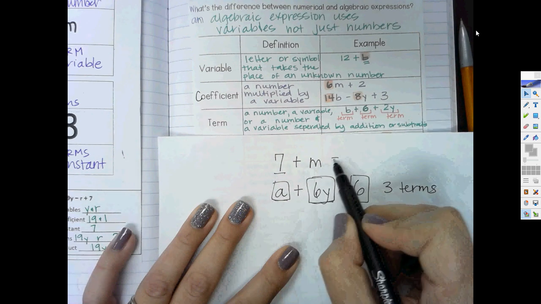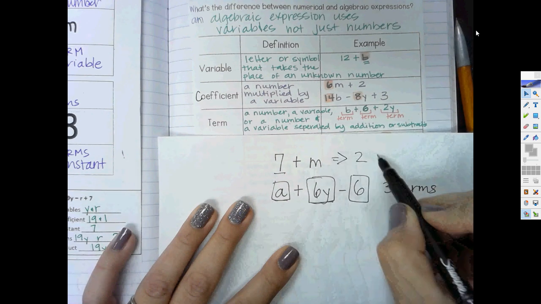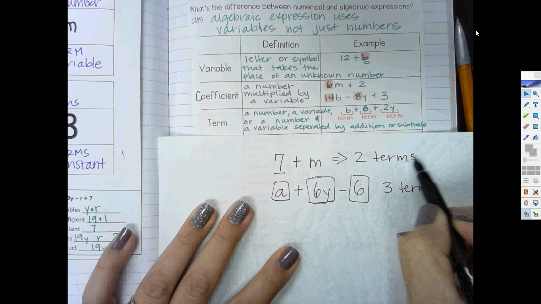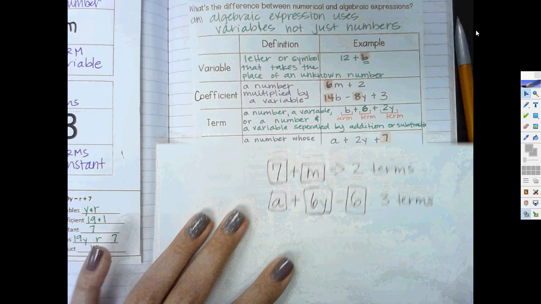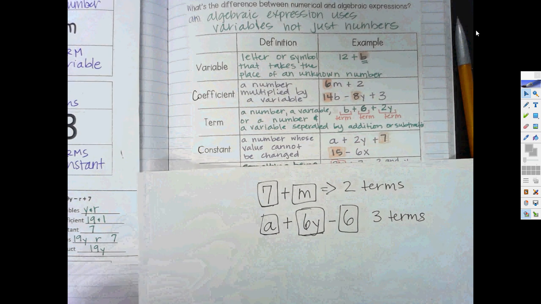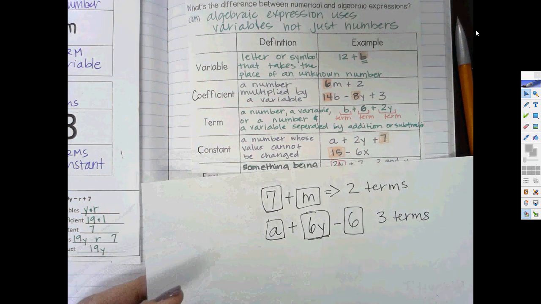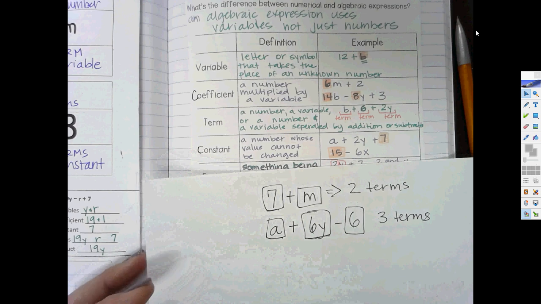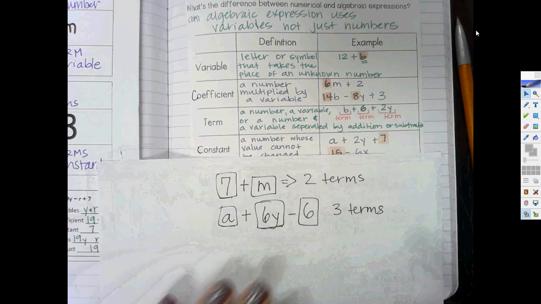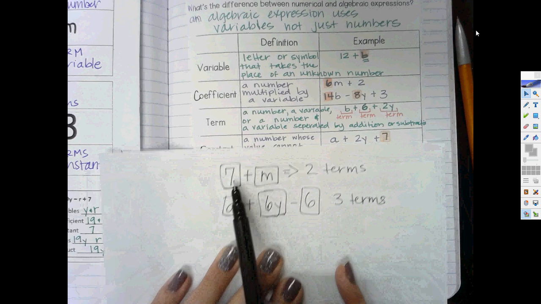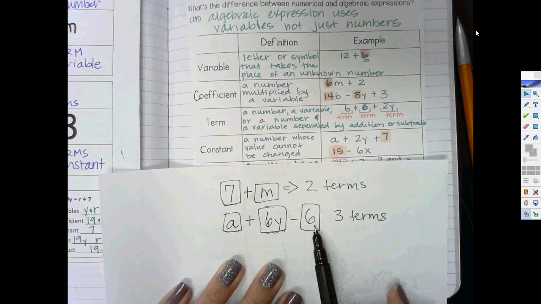This expression would have 2 terms. 7 would be a term, m would be a term. Alright, so a constant is a number that you cannot change its value. It's literally a number by itself. It stands alone. Like in this expression right here, 7 would be a constant. In this one, it would be 6.